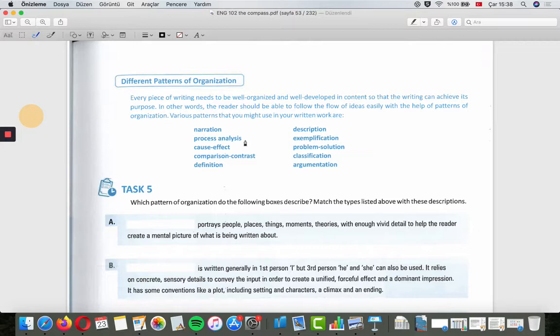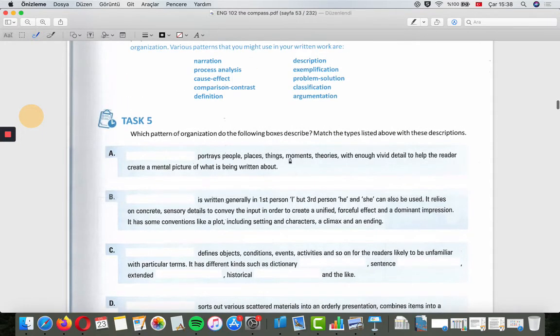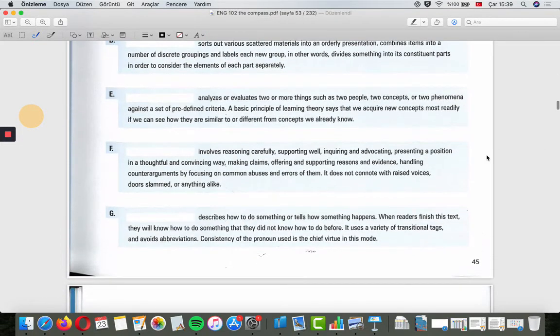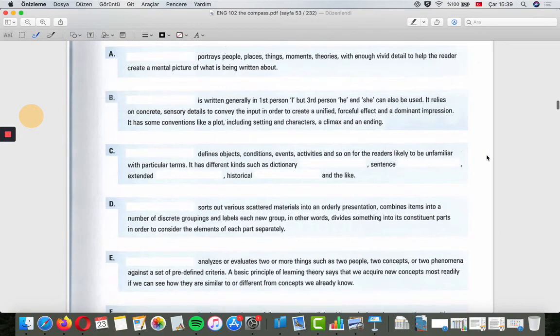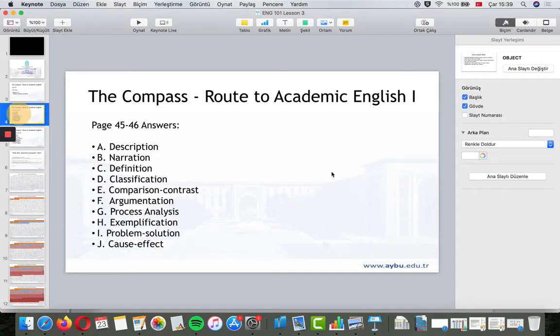So what we will do right now is, if you're not sure about the definition of these words, you can check them online, but I think this activity will help you. Let's look at task 5 and try to match these with these sentences, okay? They are the definitions of these organizational patterns. You can stop the video here. If you don't have the book, here are the sentences. And then after that, you can play the video, and here are the answers for page 45 and 46.